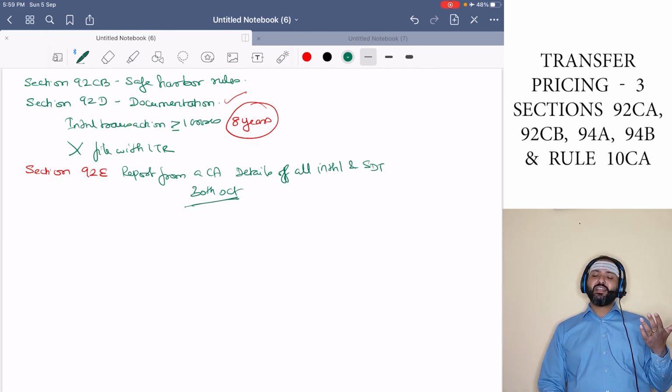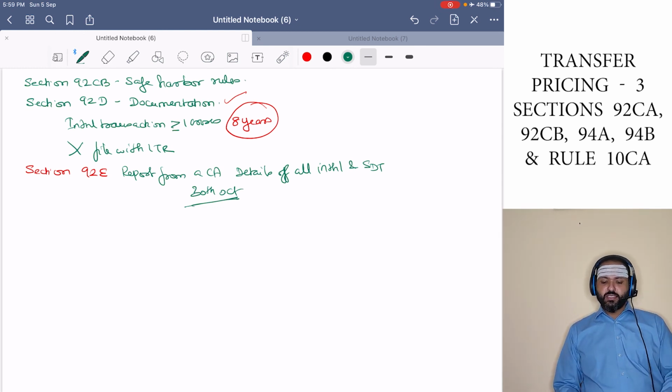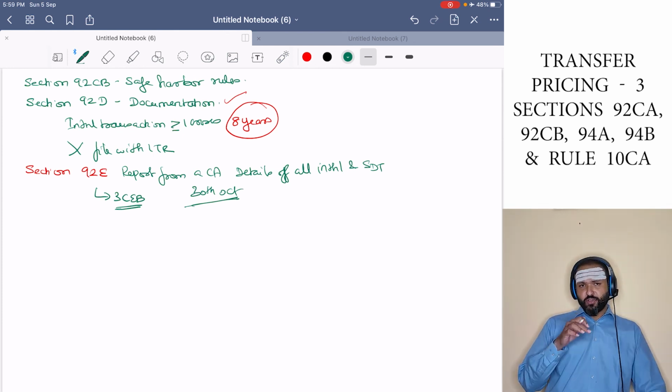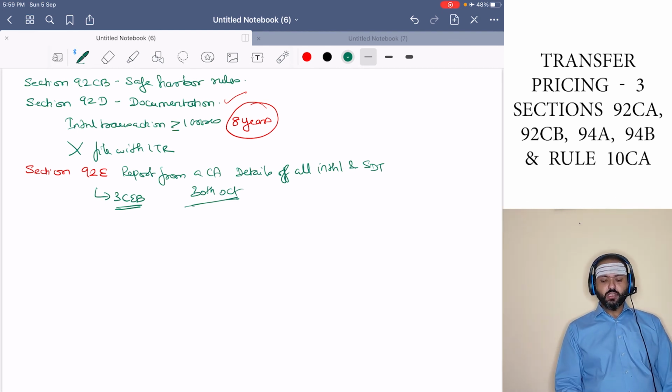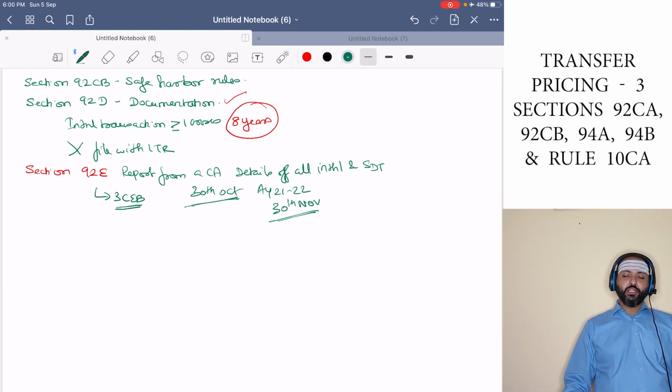Why? Because the return filing date has been extended up to 30th of December. So 1 month before the return filing date is going to be the due date for Form 3CEB. What is this? Under 92E, we will give a form called Form 3CEB. The due date for that is 30th of October actually, but for this year, due to the extension and time limit given by the government, for AY 21-22 you can go up to 30th November. So this is with respect to section 92E.